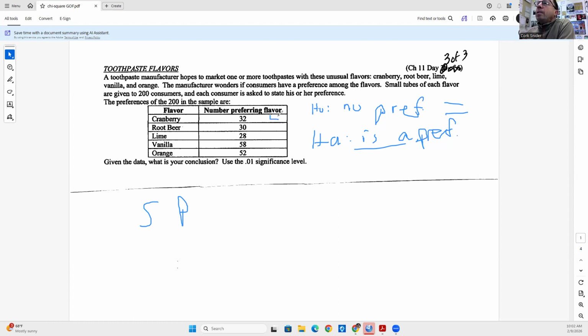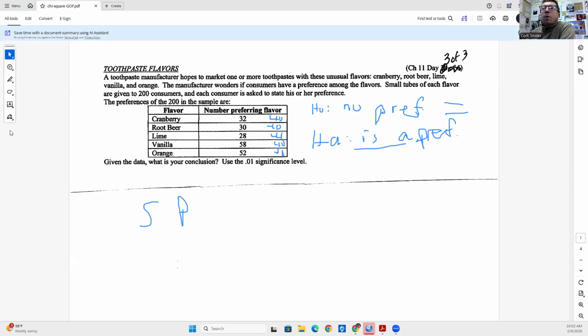So you're going to put the expecteds are all 40 in this case. Okay, all 40, 40, 40, 40, 40. Okay, they're all 40. So all the expecteds are bigger than 5. We're good. Now let's run the math.